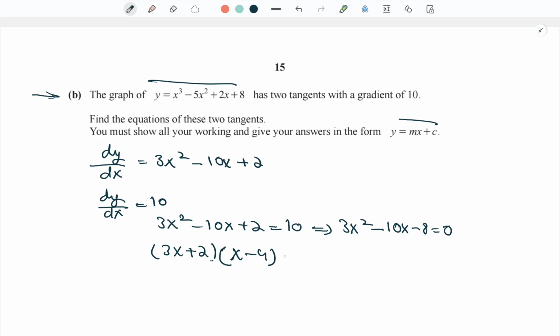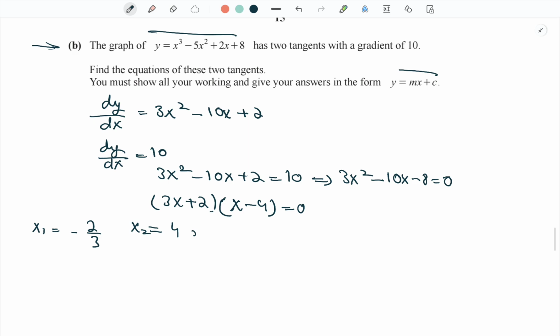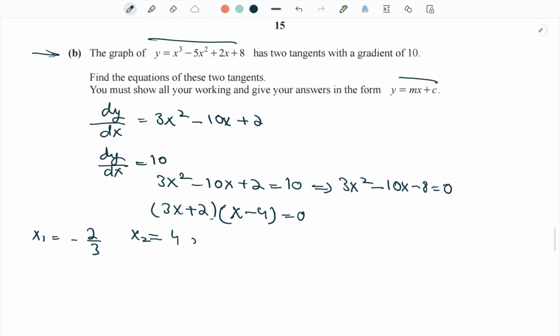Okay, I apply the factorization here. That means x equals 4, the first value, and x2, the second one, is negative 2 over 3. Okay, so these are the two values. Now we calculate for x equals 4. For x equals 4, we just substitute 4 instead of x into the equation.